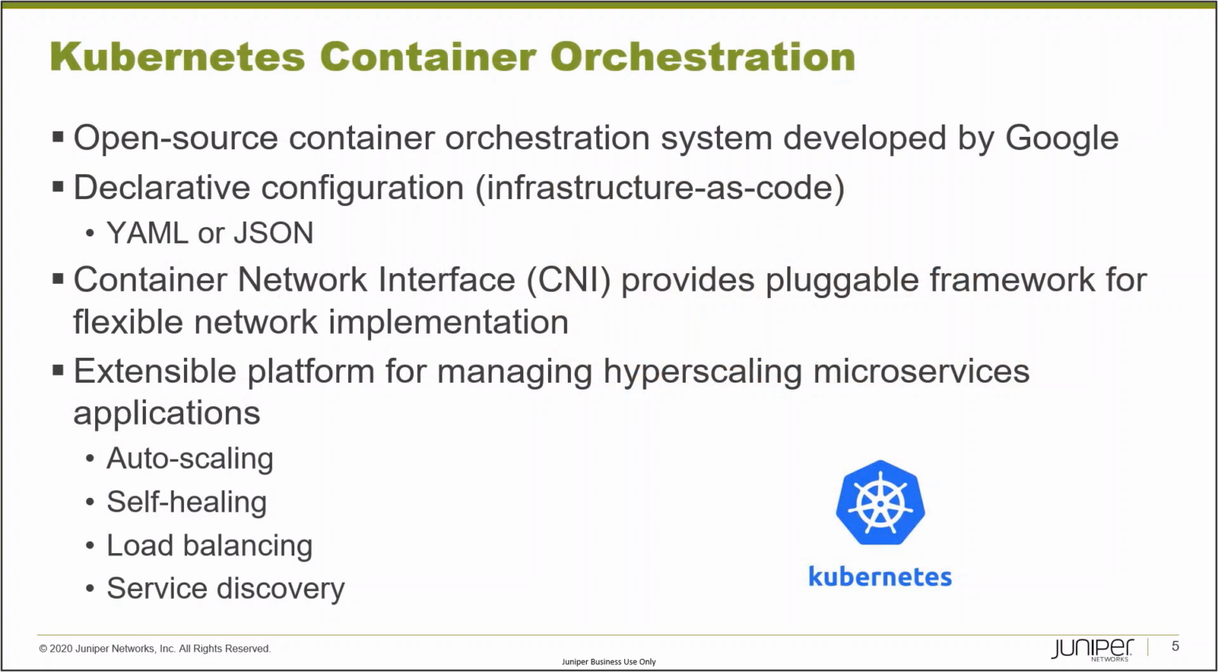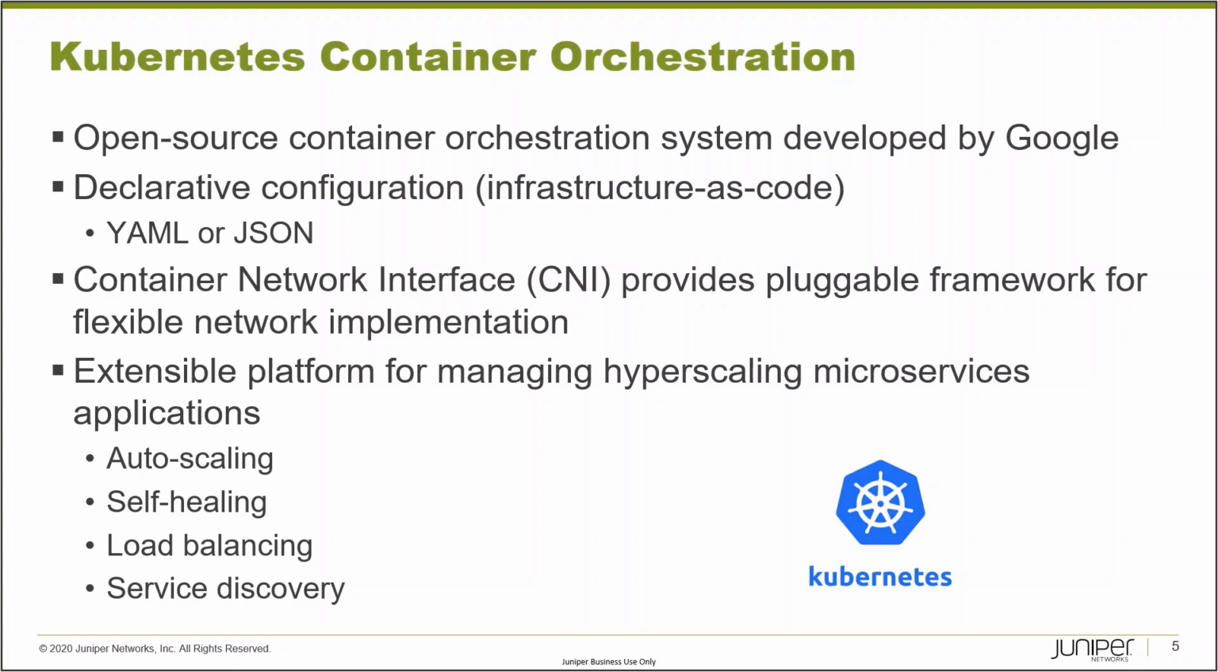So this brings us to Kubernetes. Kubernetes is an open source container orchestration system developed by Google. It uses a declarative configuration, so this is an example of infrastructure as code. We write our resource definitions, which are called manifests, typically in YAML, although JSON is also an option, and then rely on Kubernetes to turn those representations of our infrastructure into realized services.